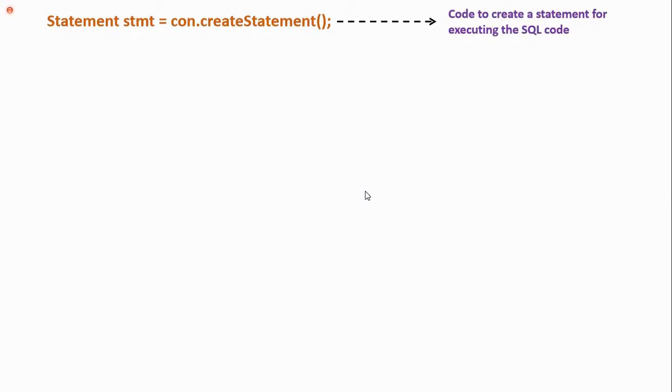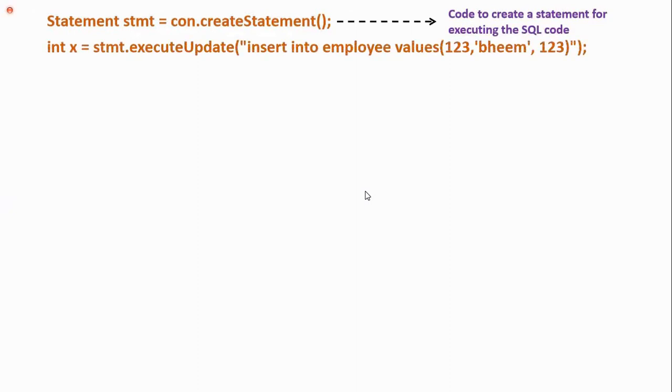What is the fourth step? Execute the statement is the fourth step. That is what I will be doing. I will tell stmt.executeUpdate. Okay, this is for inserting the data. So only I'm telling it as executeUpdate.